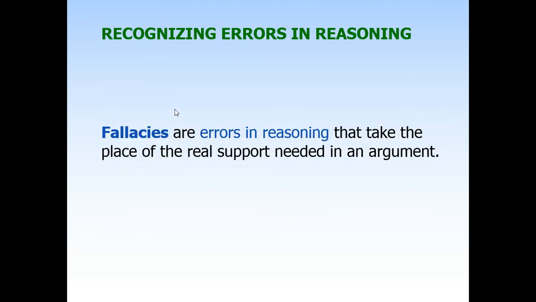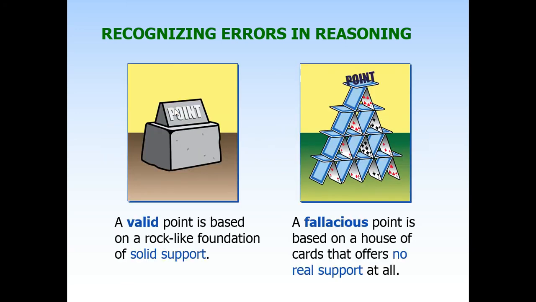Now, a fallacy is an error in reasoning. When people try to support an opinion and make it factual, there are going to be some errors in reasoning. A valid point has support that is not only relevant to the argument, but can also be proven. A fallacious point has no real support. As you see in the image here, it's basically a house of cards. You poke one hole, and everything is going to fall. That's a fallacious point.